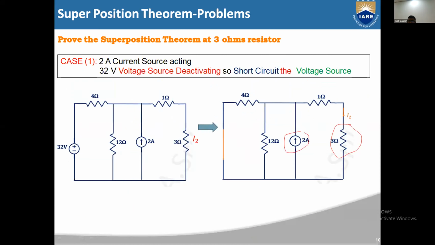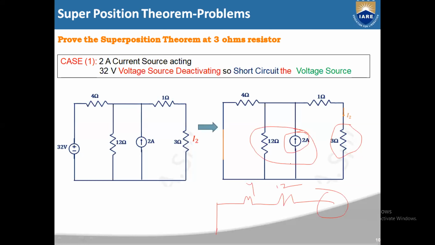One student told that this 2 amps can be converted from here directly into a voltage source. So what happened? 4 into 12, 24. What is this value? 24 volts.